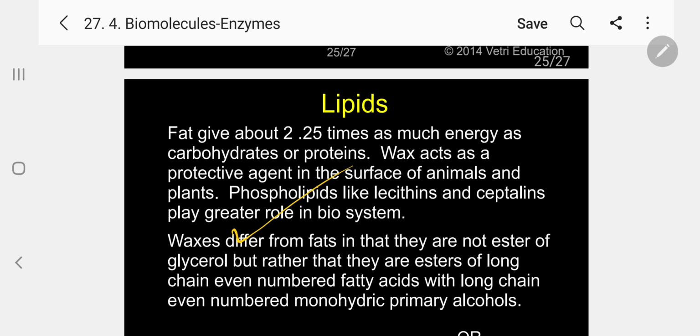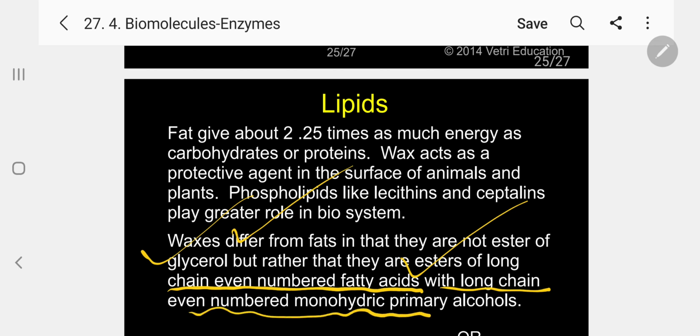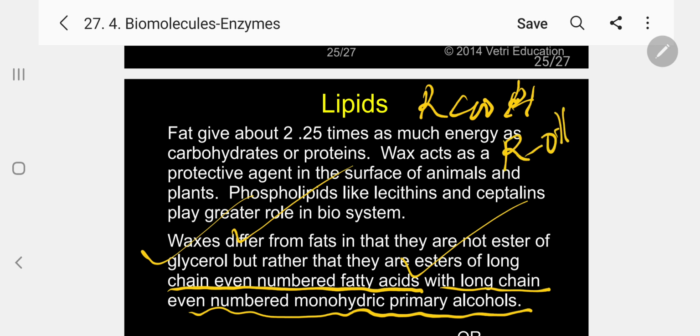Waxes differ from fat in that they are not esters of glycerol, but rather they are esters of long, even-numbered fatty acids with long chain, even-numbered monohydric primary alcohol. Very, very clear. So there is a long chain acid and there is a long chain alcohol. Both acid and alcohol contain a large number of carbon atoms, but an even number. So they form an ester. Please follow. This ester we will call wax.